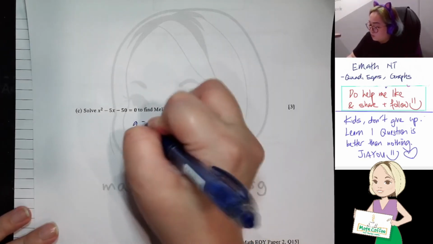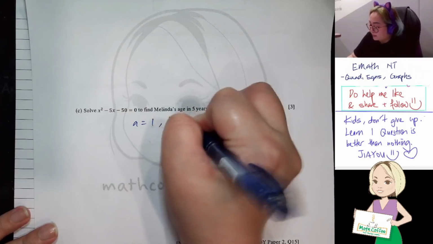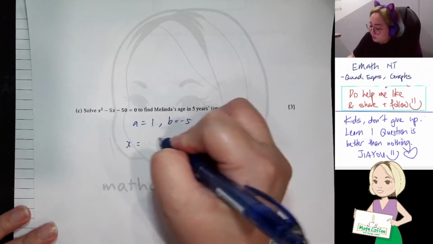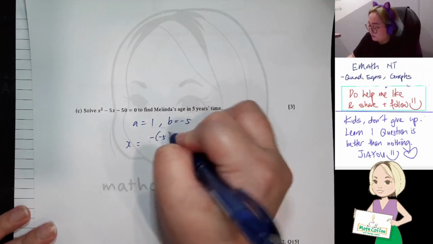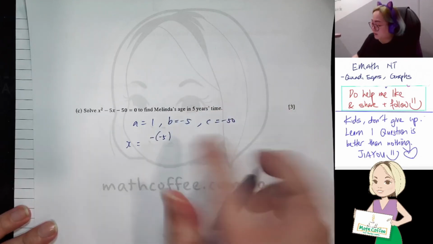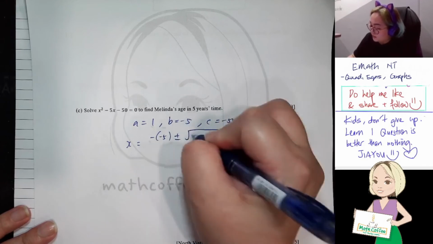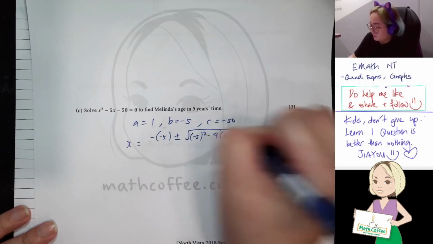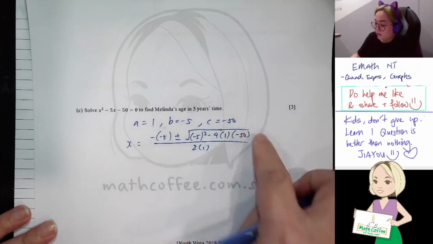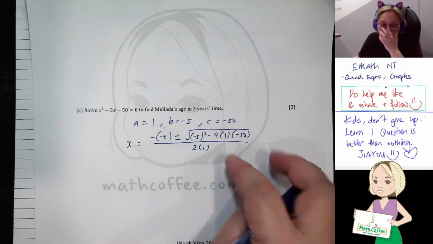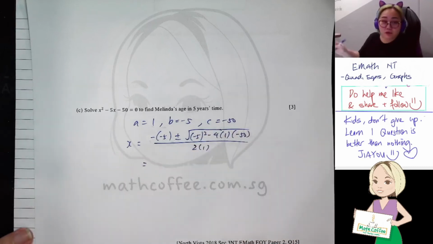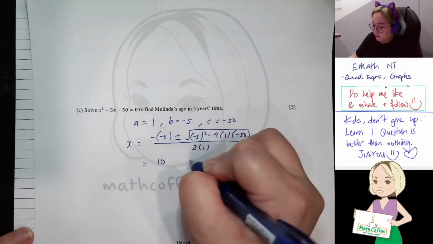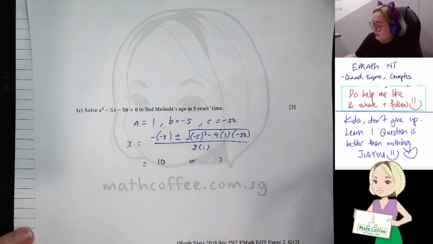So my A will be 1, my B will be negative 5, my C is minus 50. So my X will be equals to minus B. So you see, minus negative 5 plus minus B squared minus 4AC over 2A. The formula is a working mark, so you have to show. Then after you can use your calculator to solve the quadratic equation. So we get 10 or X negative 5.